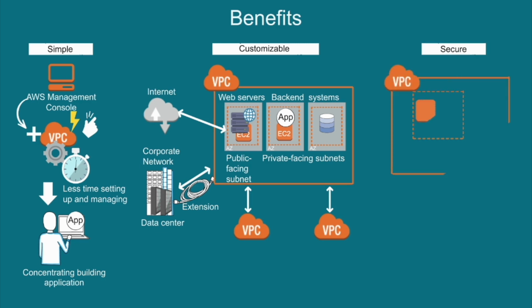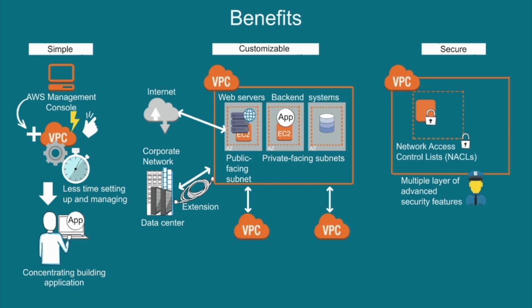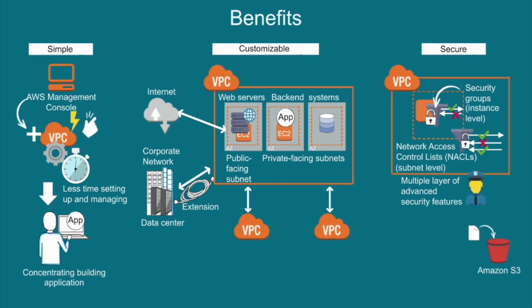Secure. Amazon VPC provides multiple layers of advanced security features, such as network access control lists, NACLs, and security groups, to enable inbound and outbound filtering at the subnet and instance level. In addition, you can store data in Amazon S3 and restrict access, so that it's only accessible from instances inside your VPC.